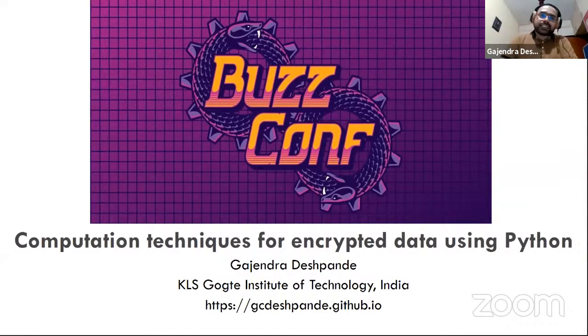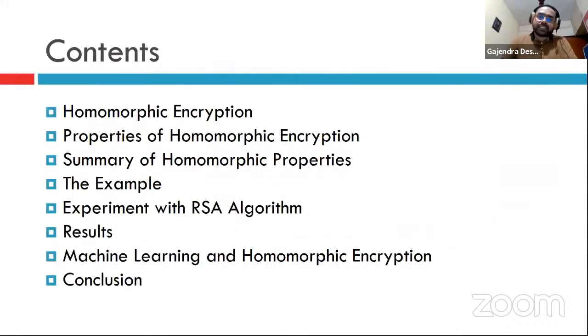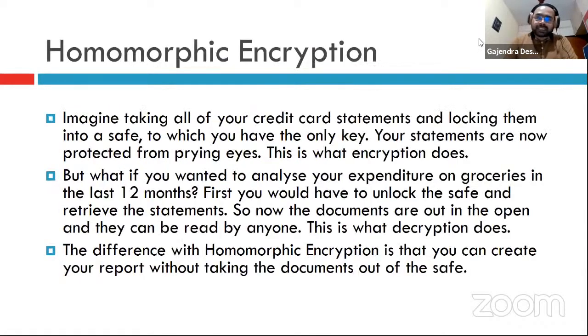So these are the contents which we are going to briefly discuss today. Introduction to homomorphic encryption, properties of homomorphic encryption, summary of homomorphic properties, the example, experiment with RSA algorithm, results, machine learning and homomorphic encryption, and finally the conclusion. Now let's first discuss what is meant by homomorphic encryption.